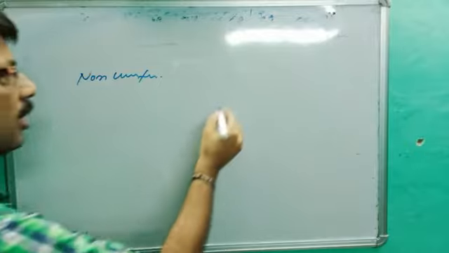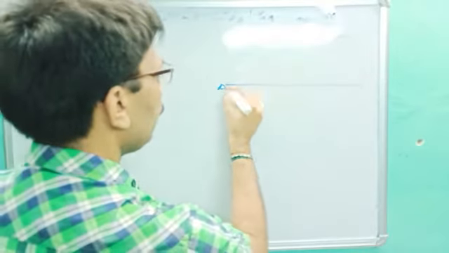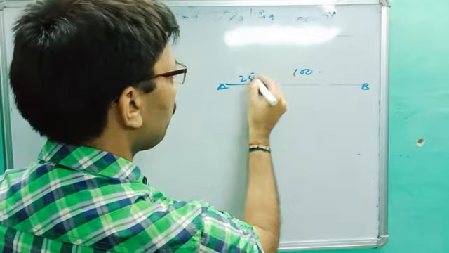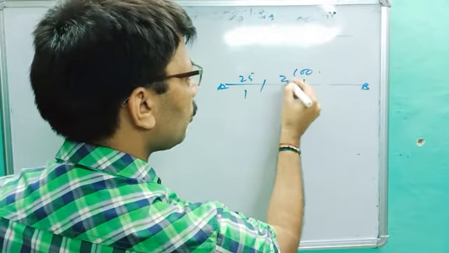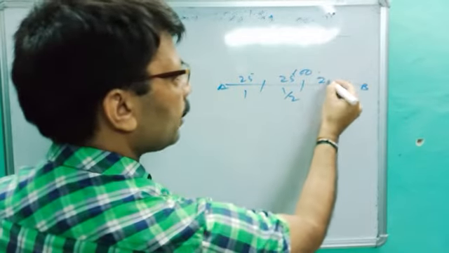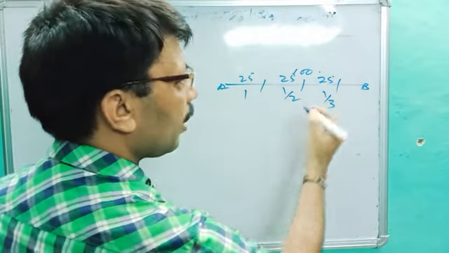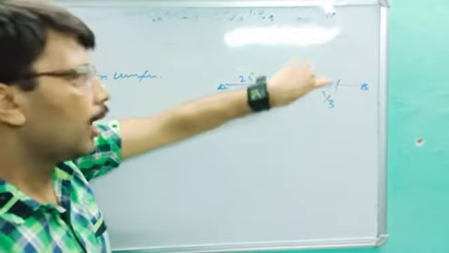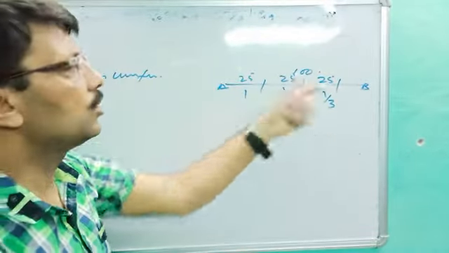Non-uniform. Okay. Let's suppose in the same question, A to B is 100 kilometers. The first 25 km are traveled in 1 hour, another 25 km in half an hour, and then another 25 km in 1 by 3 hour. So what are you getting? Equal distance in unequal time, or unequal distance in equal time, this is called non-uniform.